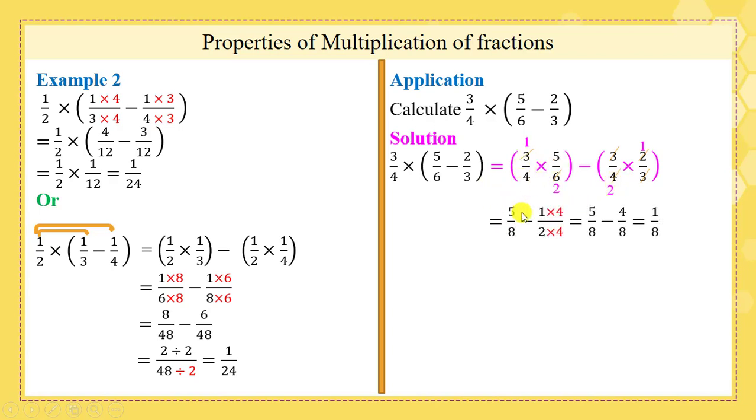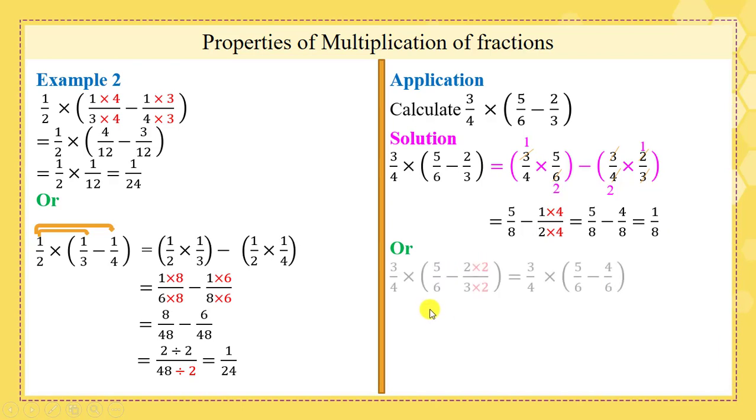1 times 5 equals 5. 4 times 2 equals 8. 5 over 8 minus 1 over 2. 2 times 4 equals 8. So 5 over 8 minus 4 over 8, like fractions, equals 1 over 8.